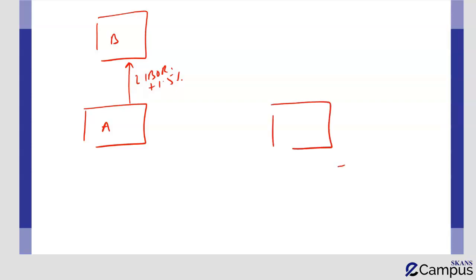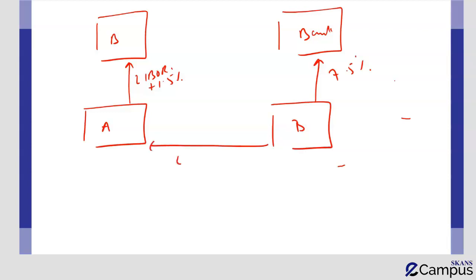And B has to take a loan from the bank at 7.5%. Now both parties agree to do a swap. What swap do they agree on? B agrees that I will pay A LIBOR plus 1.5%. And A agrees that I will pay B 9%.